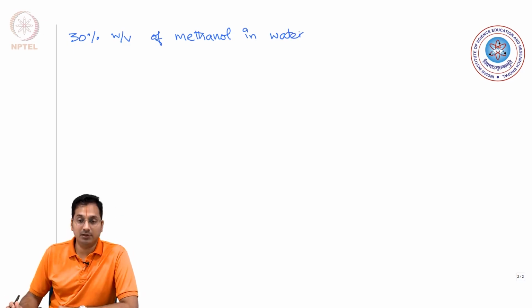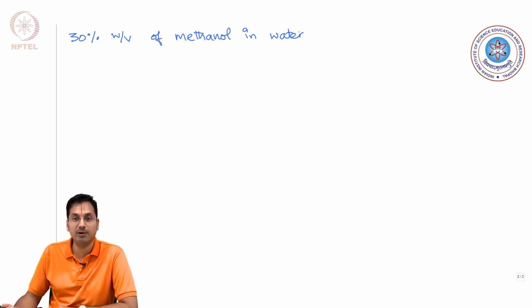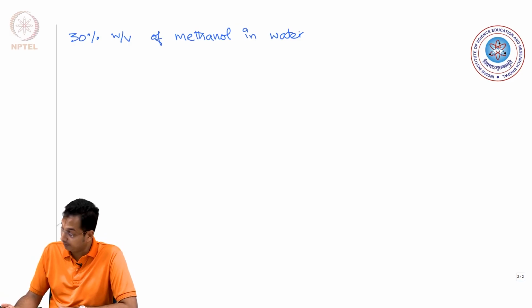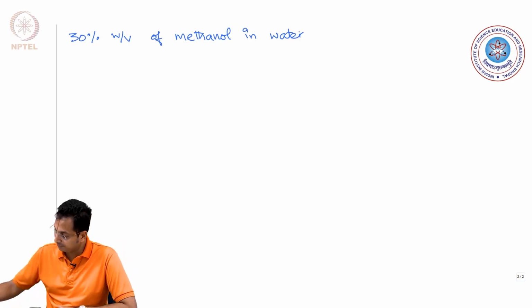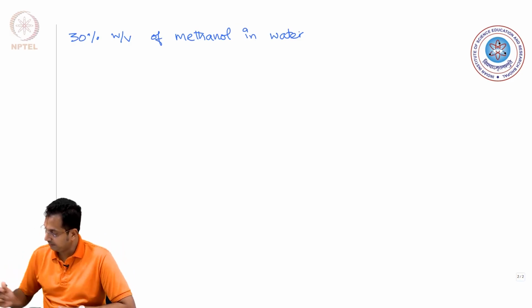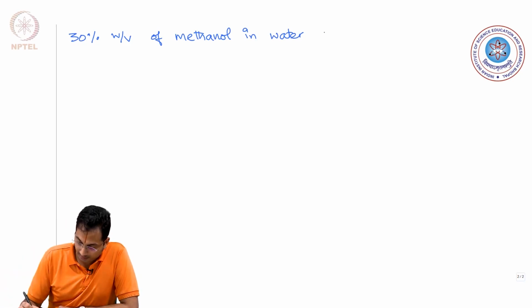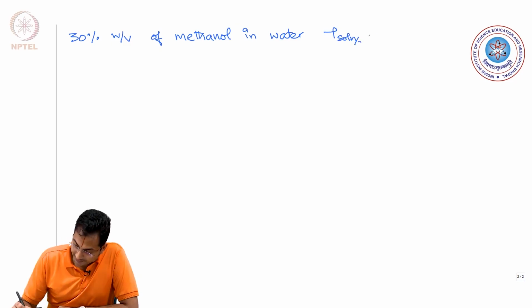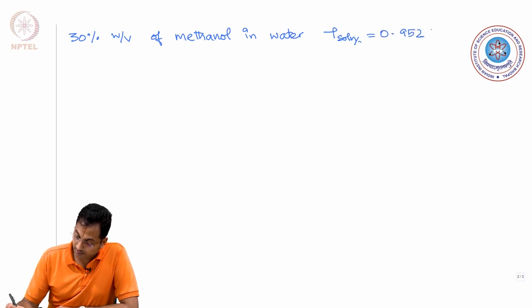Let us take an example of 30% weight by volume of methanol in water and determine what is its molarity, molality, normality, weight percent, definition of weight by weight, volume by volume, or weight by volume. The few parameters that would be required in this case are density of solution. Density of solution is 0.952 grams per cc.